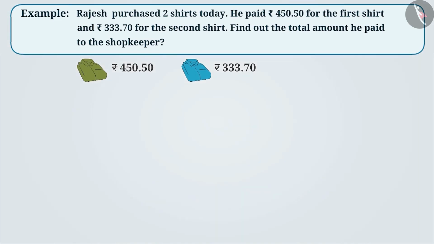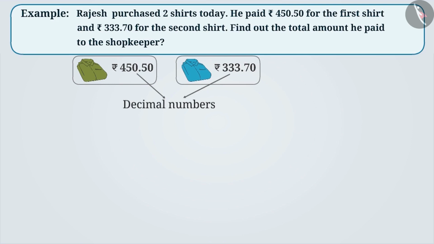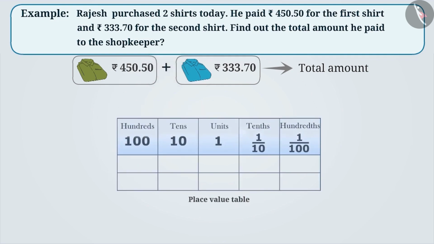From the given example, it is clear that Rajesh purchased the first shirt for rupees 450 and 50 paise and the second shirt for rupees 333 and 70 paise. Here we can see both the numbers are decimal numbers. To know the total amount he paid to the shopkeeper, we need to add these two numbers. To add them, first arrange them in the place value table.